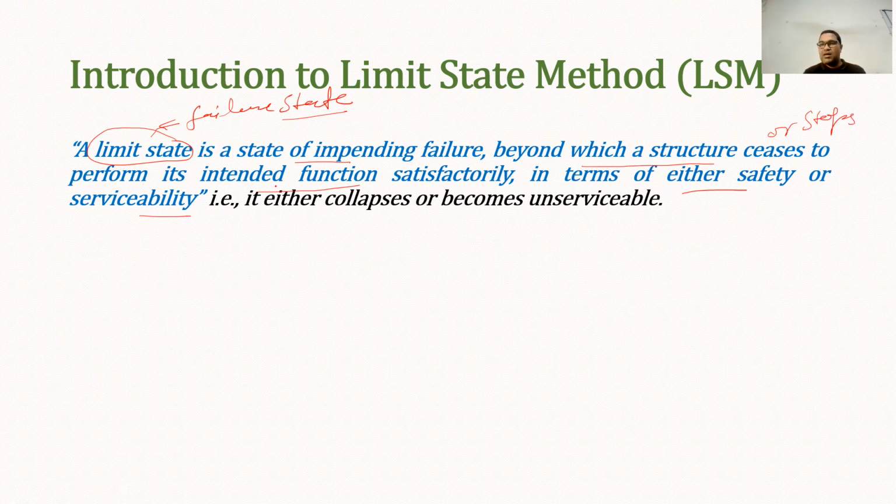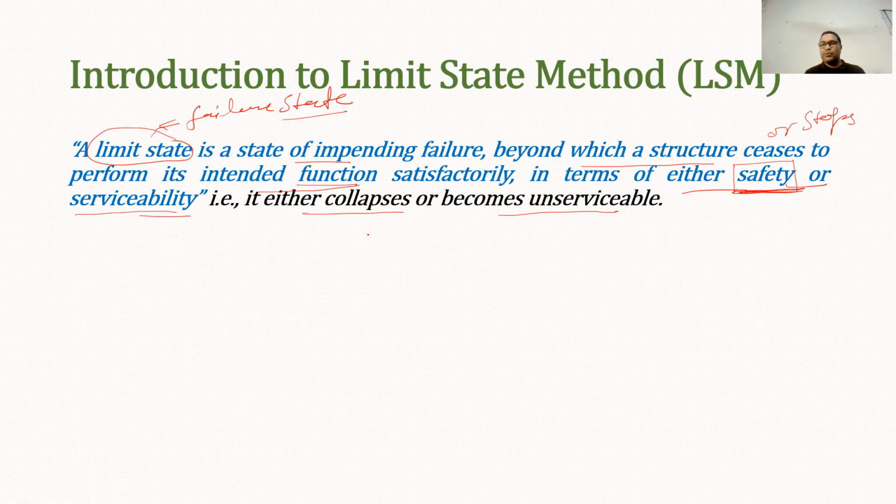Now, the functions are basically two. The first function is safety. It should provide adequate safety. If it stops providing safety, then we consider it the failure state. The second is serviceability, if it fails to serve the function for which the structure is designed. So the failure state is the state beyond which the structure stops performing its intended function satisfactorily in terms of either safety or serviceability. It means either the structure has collapsed or it has become unserviceable.